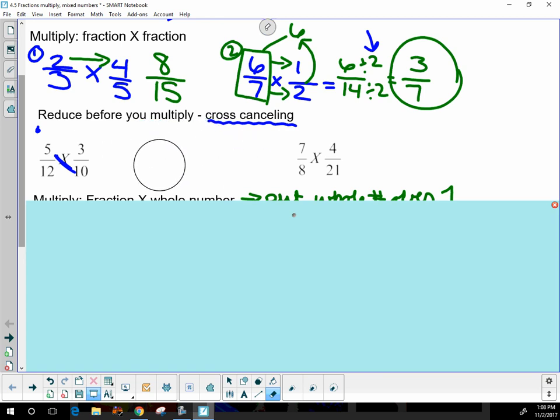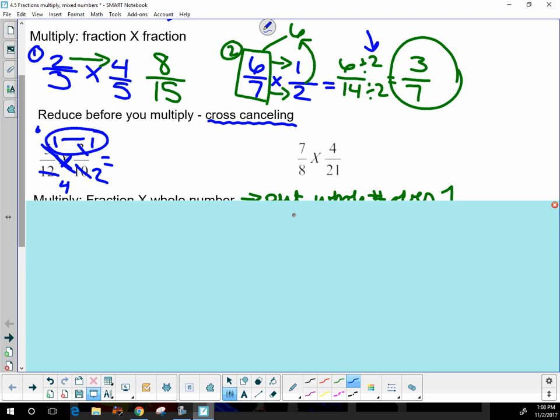So when we come to our fraction, we can just think 5 goes into 5 once, 5 goes into 10 twice, and I'm left with a 1 and a 2. Now you can see you can do the same thing with the 12 and the 3 here. 3 goes into 3 once, 3 goes into 12 4 times, and now you just multiply what's left. I have both 1's on top, so 1 times 1 is 1, and I have 2 times 4 left on the bottom, which is 8. So I'm going to end up with 1/8.